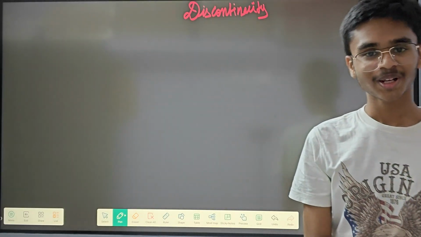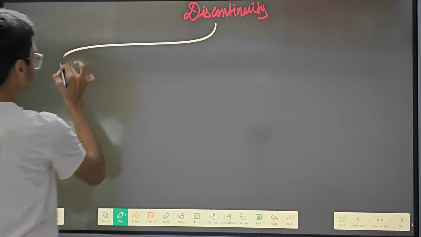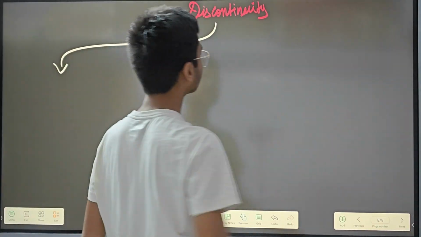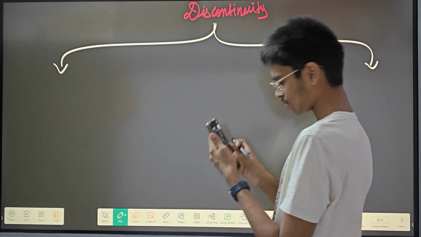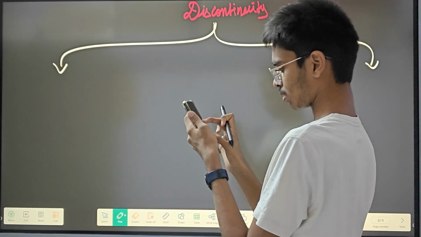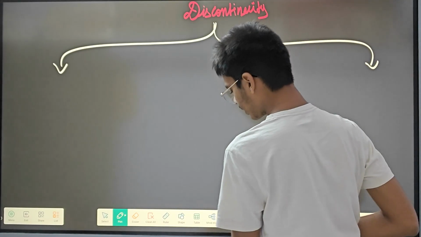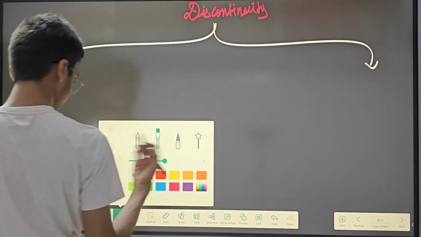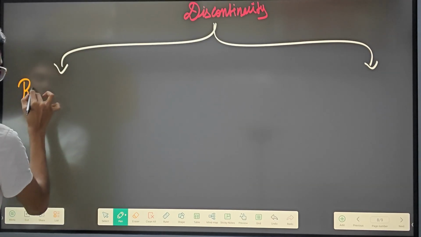Okay, here you have to pay a lot of attention because this topic is going to be very amazing. That is, one is removable discontinuity and another is irremovable discontinuity. Okay, before that I will keep that notes. Okay, so removable.